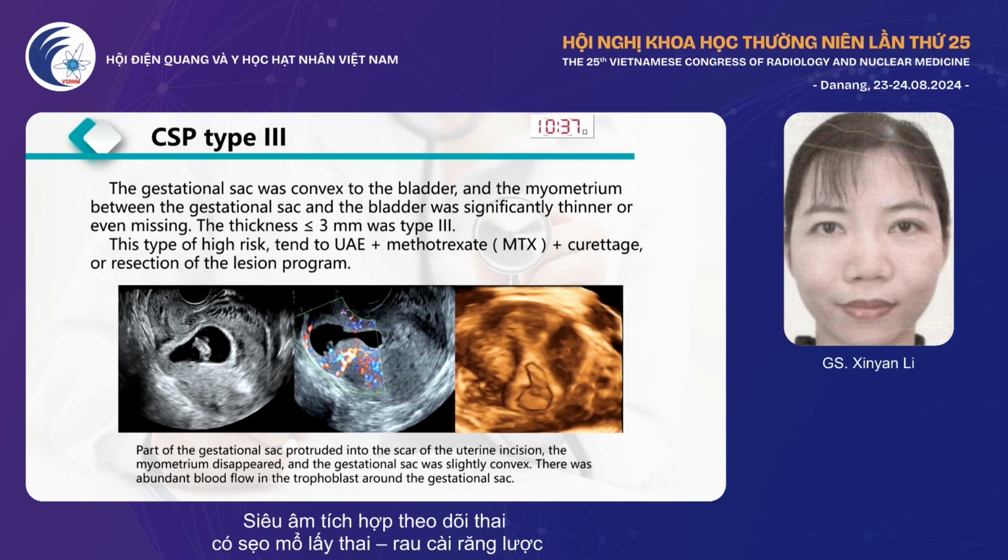Type 3. If the gestational sac was convex to the bladder and the residual myometrium between the GS and the bladder was significantly thinner or missing, it was type 3. This type is of high risk, treated with UAE, combined MTX, and curettage or resection of the lesion.